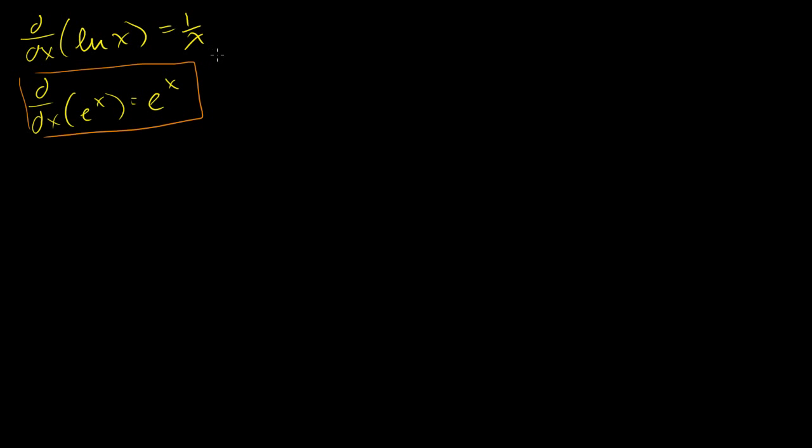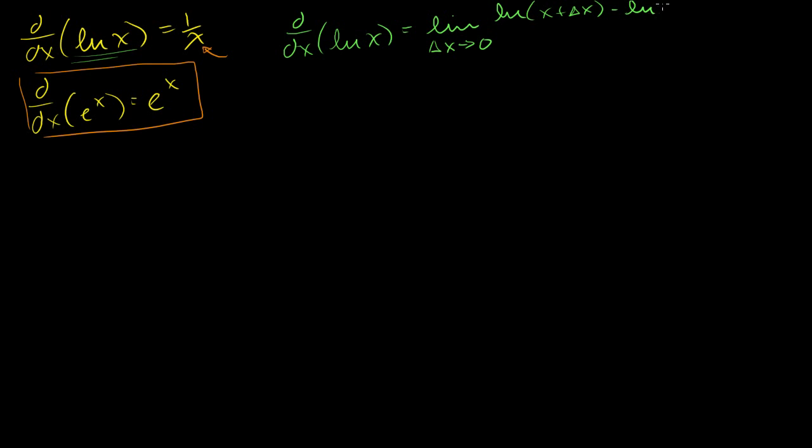So the first thing I need to do is prove this thing up here. And I want to keep track of this. I don't assume this until I actually show it. So let's start with the proof, the derivative of the natural log of x. We can just go to the basic definition of a derivative. It's equal to the limit as delta x approaches 0 of the natural log of x plus delta x minus the natural log of x, all of that over delta x.